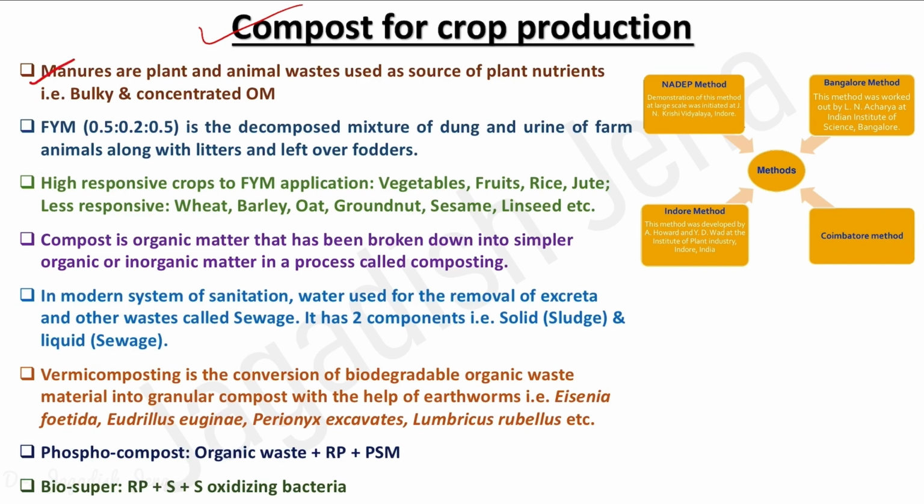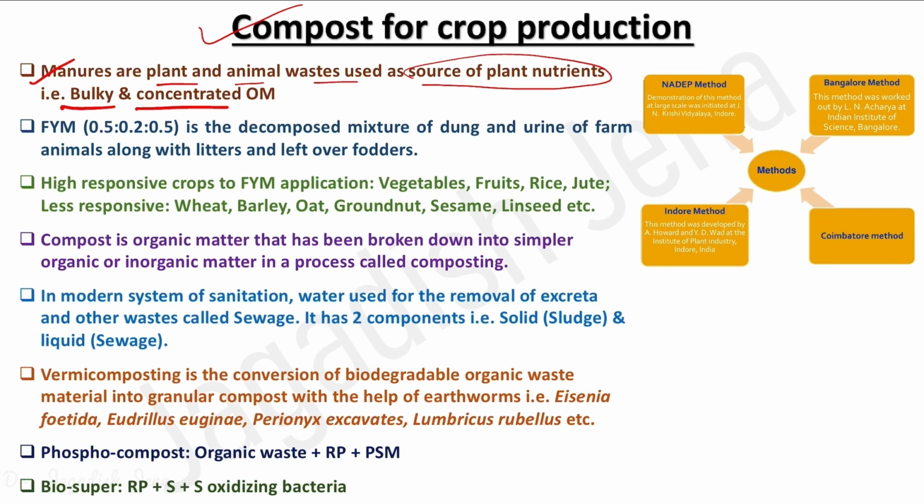Manures are generally organic, that means they are of plant and animal origin. That is basically plant and animal waste used as a source of plant nutrients, and they are classified as bulky organic manure and concentrated organic manure. Bulky organic manure means the nutrient content is less, and we need to use a higher biomass of that particular manure because the nutrient content is less. And concentrated organic manure means they are concentrated, that means nutrient-rich, and we need to apply a smaller amount of that manure. So manures are of two different types, bulky organic manure and concentrated organic manure.